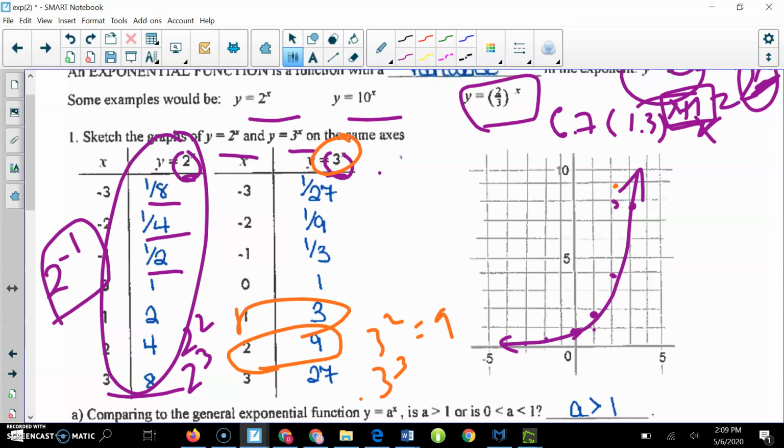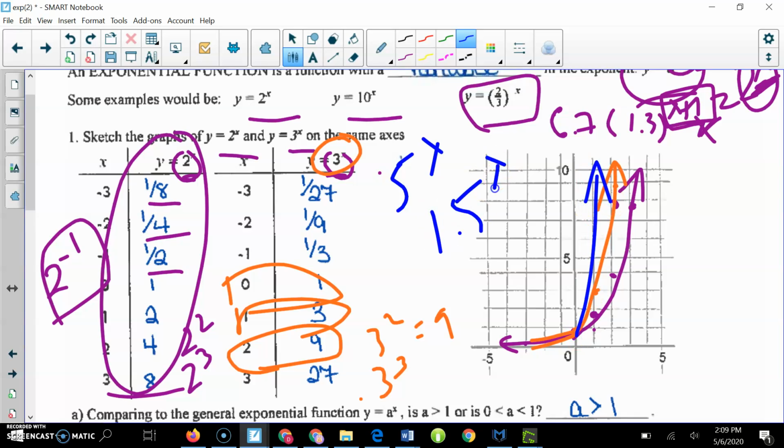Again, if you get confused with this stuff, just throw it in your calculator. 3 to the 0, anything to 0 is 1. So that goes there. And after that, don't worry about the left side. Again, it flattens out. But the key is that 3 to the x grows faster than 2 to the x. The orange line is steeper than the purple line. And if we had 5 to the x, it would be like this. And if I had 1.5 to the x, it would be like this. The bigger the number, the steeper the line.